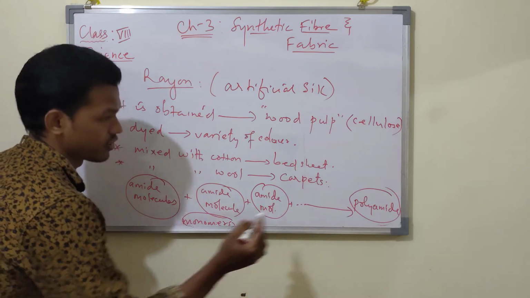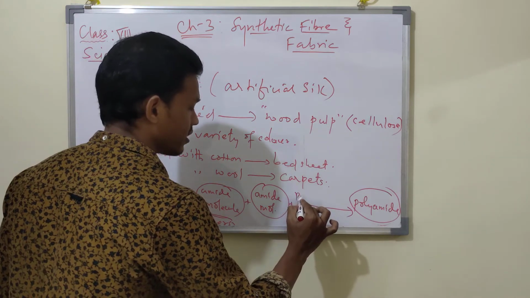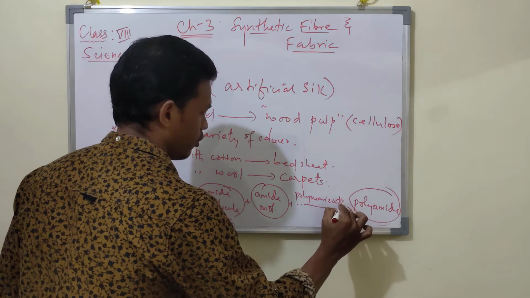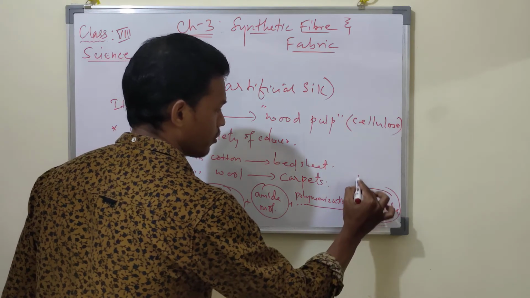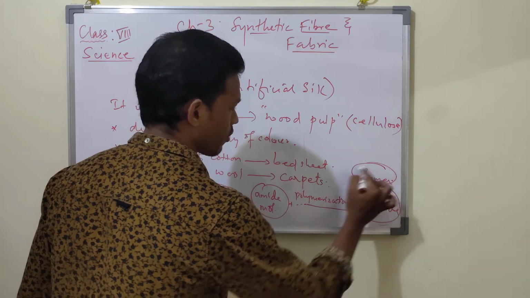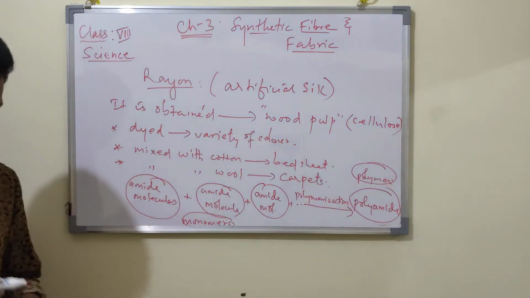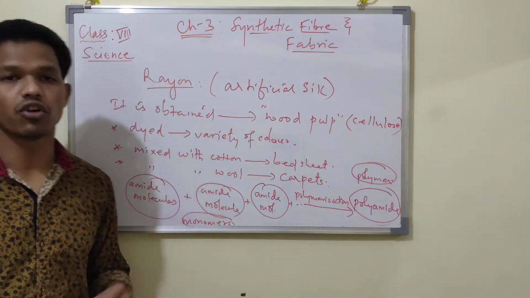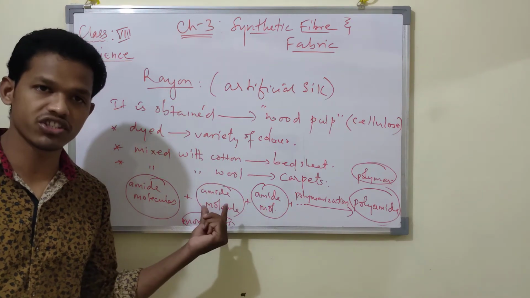These are called monomers, and this is called polymerization. We often get a polymer, an amide molecule, that is a polymer. So this is the way rayon is made in industries. This is processed in industry.